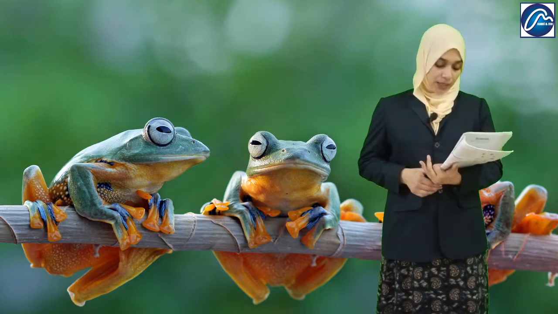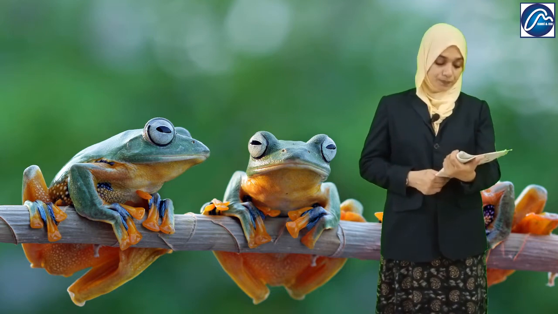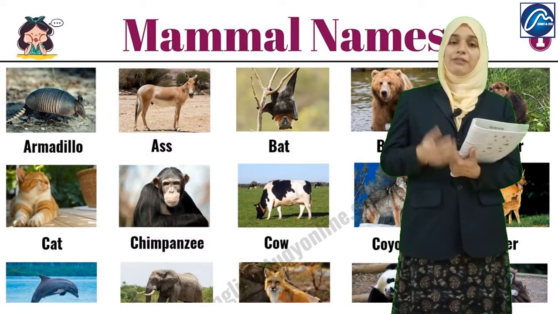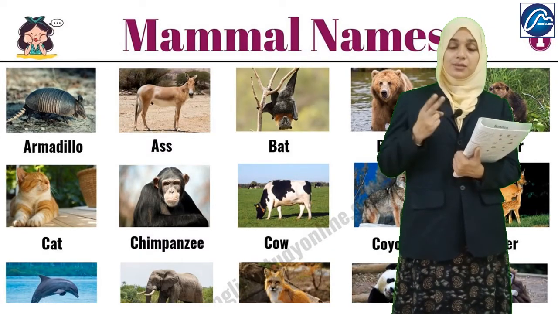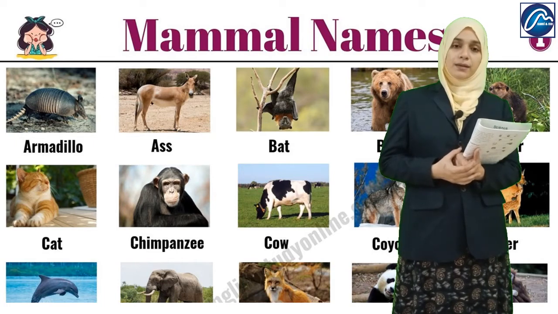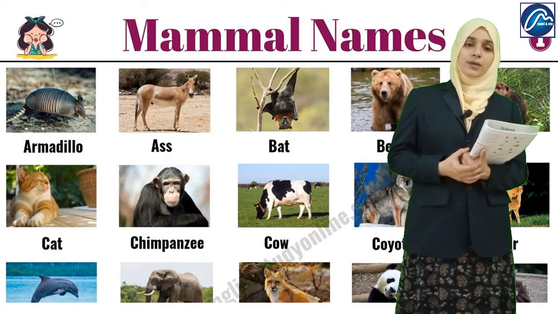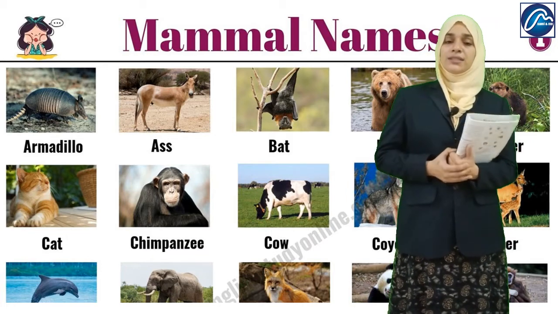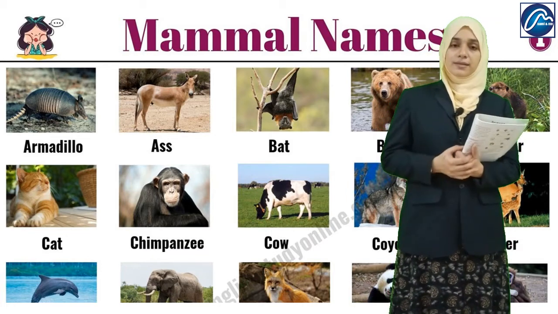Understood? Next, reptiles, birds and mammals, they breathe with the help of lungs. We have a pair of lungs, that means 2 lungs. With the help of lungs, we can breathe. We take in oxygen and give out carbon dioxide.